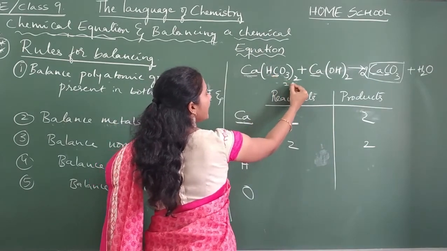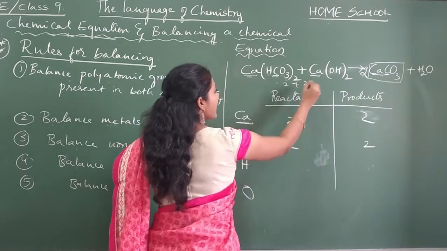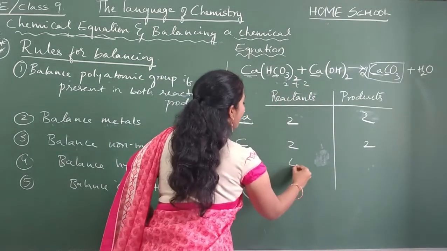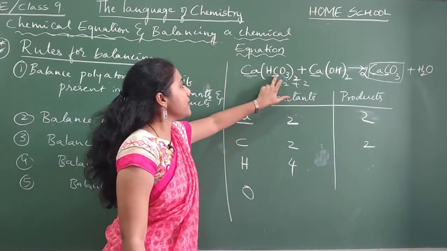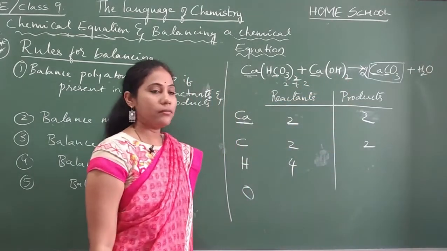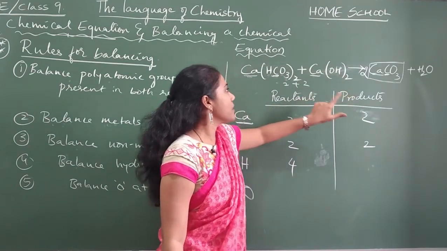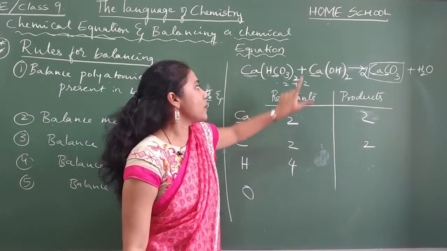So here 2 hydrogens are there and here also 2 hydrogens are there. Yes, altogether in the reactant side you have 4 hydrogens. Yes or no? 2 hydrogens in this formula and 2 hydrogens in this formula. This 2 means what? There are 2 oxygen and 2 hydrogens. This 2 means what? There are 2 hydrogens, 2 carbons and 6 oxygens.